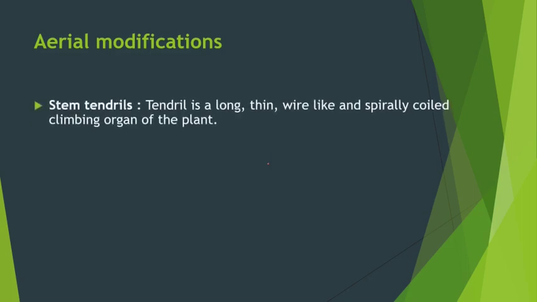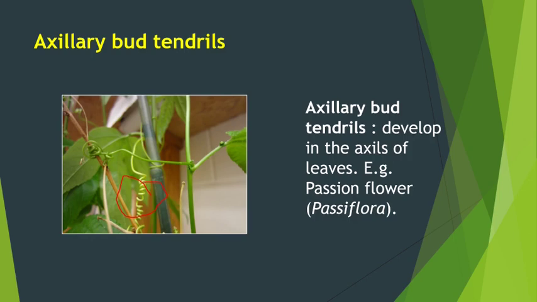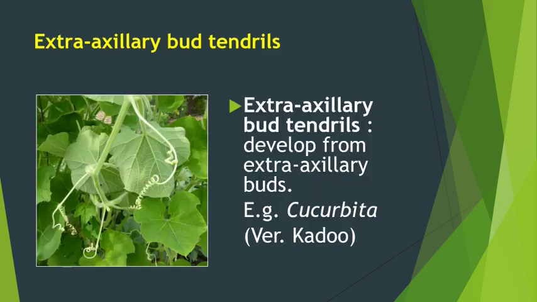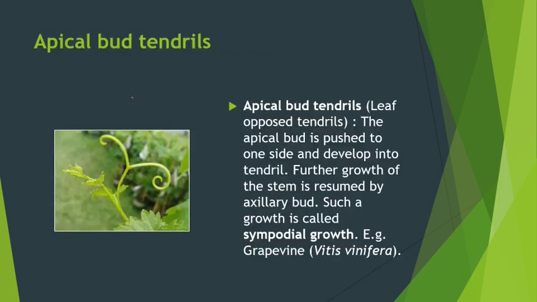Let us see the next modification, tendril. What is a tendril? When the axillary bud or the apical bud or any part becomes a thin, coiled, sensitive structure. Here you can see the axillary bud is becoming tendrilar. Extra-axillary bud tendril you can see in the case of cucurbita, where the extra-axillary bud becomes a tendril to provide support, found in cucurbita, kakdi.